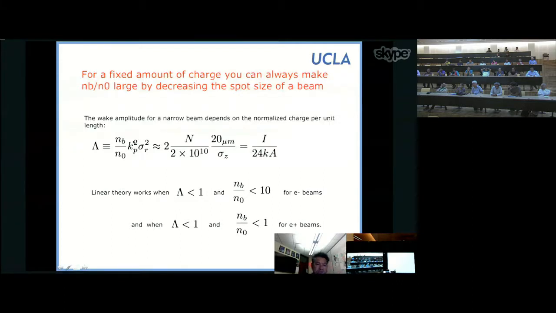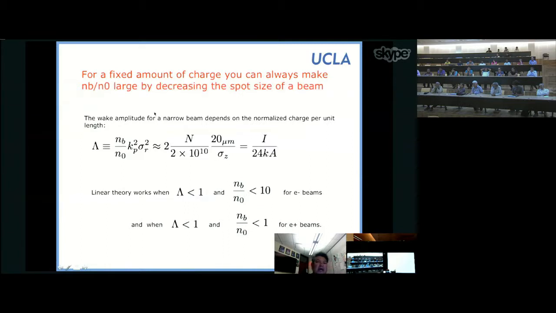So if you want to make very large wake fields with a particle beam, and you want to make it very narrow, then n beam over n zero is going to have to be large. One thing we worked on about 5 years ago was to show that linear theory will still work for particle beams, even when n beam over n zero is less than 10, as long as this normalized charge per unit length is less than 1. For positron beams, it required n beam over n zero to be less than 1.